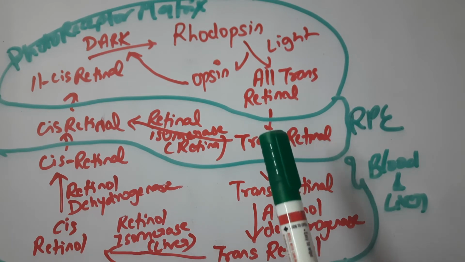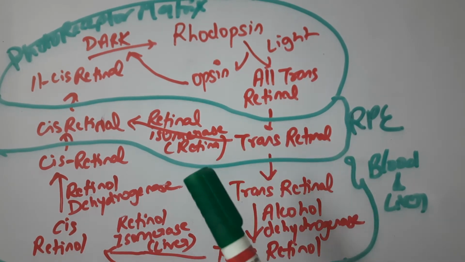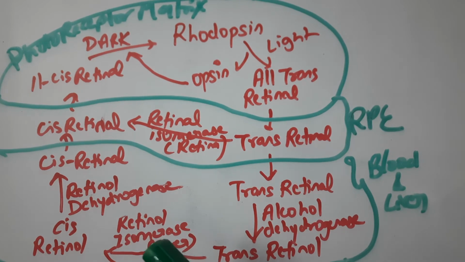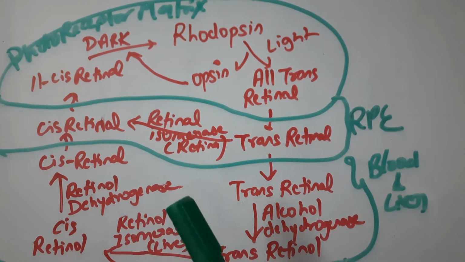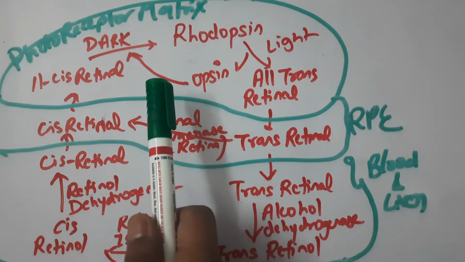Therefore, whenever a person shifts suddenly from a bright light to a dimly lit area, he has difficulty in seeing. For example, whenever you enter a cinema hall, initially for a few minutes you find it difficult to see, but after a while you are able to see. What happens after a while? After a few minutes, rhodopsin is resynthesized and the vision gets improved.